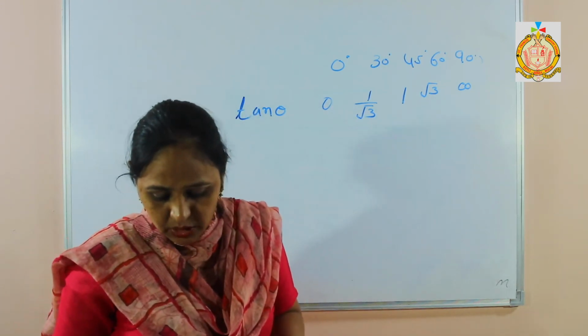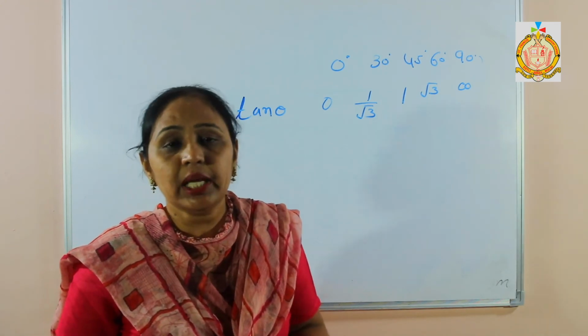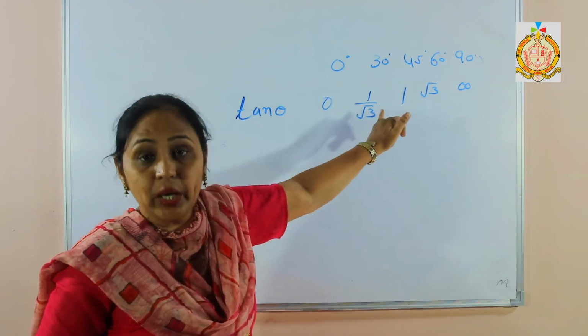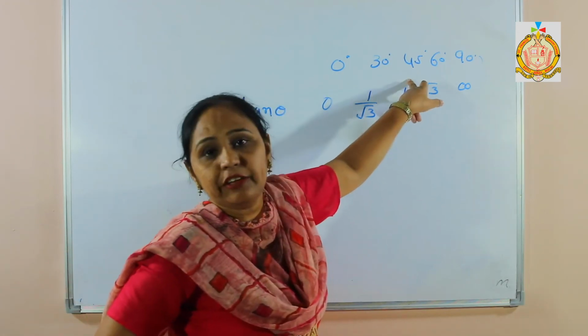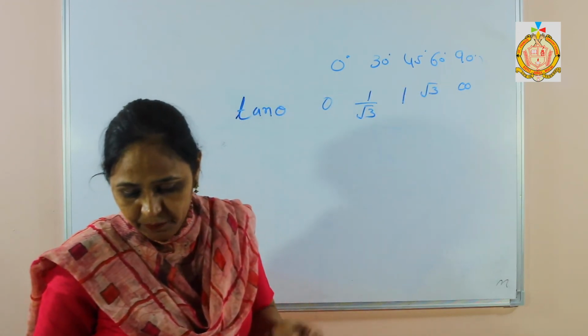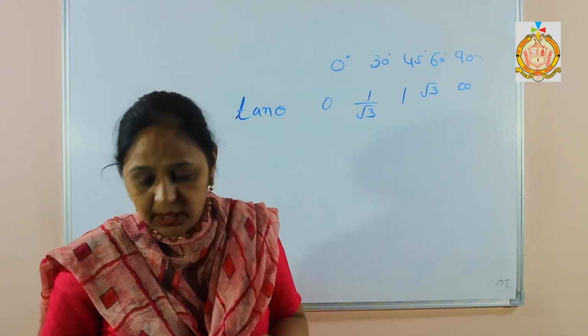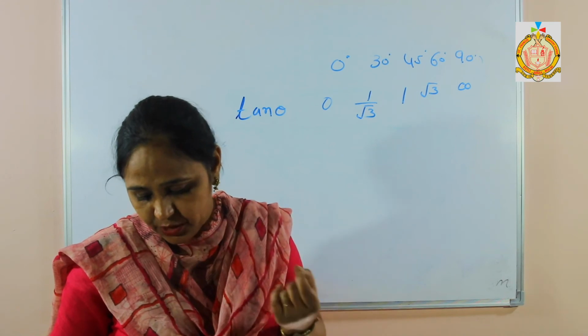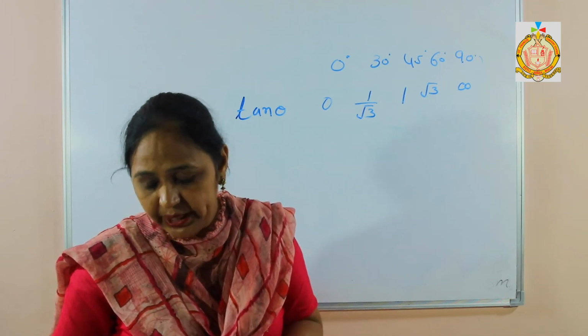In the next one, values are given and we want to find the angle. 0 is given, so the angle is 0 degrees. Then 1 is given, 1 is at 45 degrees. We have to find the angles. In the next one, again the parallel and perpendicular concept is given. And the next, that is the last part for you, slope and y-intercept are given.